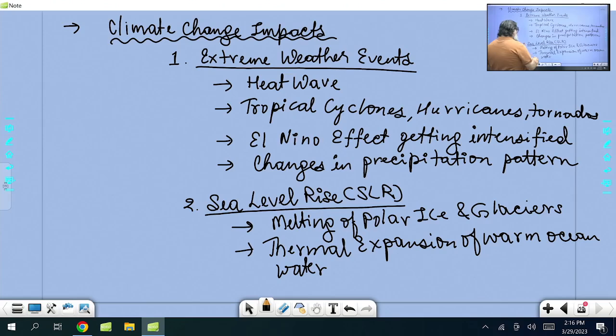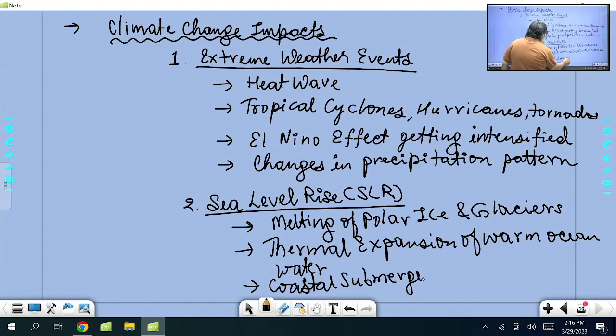And again, what will happen there? It will result into coastal submergence. Coastal areas will get submerged. Coastal submergence. Then, you know, sinking of island.